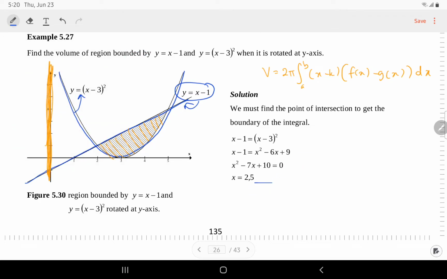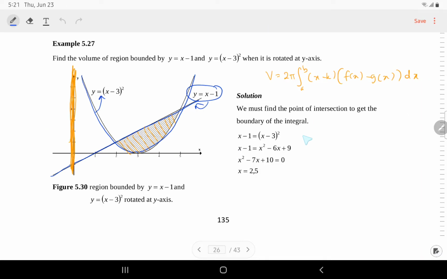So kita set upkan formula dia V. Okay, so equation kita akan jadi V equals 2 pi. Okay, A dengan B ni mesti ambil point X lah, point X di mana shaded region tu berada. So shaded region tu daripada sini sampai sini.